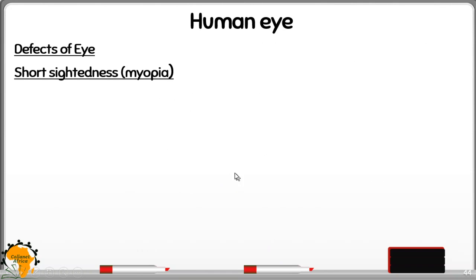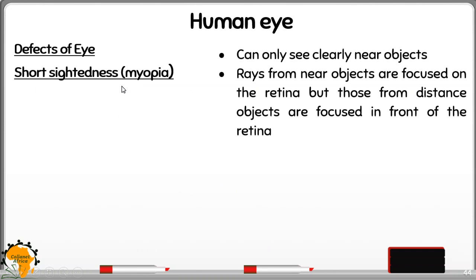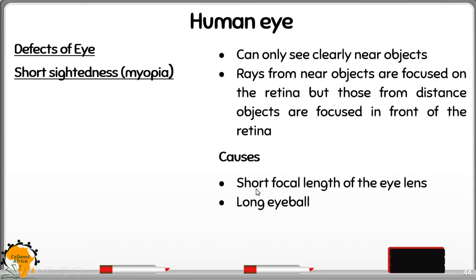We have two types. One, we have short-sightedness. In this case, a person with this defect can only see clearly near objects. Rays from near objects are brought to focus on the retina, but those coming from a distant object are focused in front of the retina. The cause of this is that the lens of your eyes has a short focal length, or the eyeball is long.